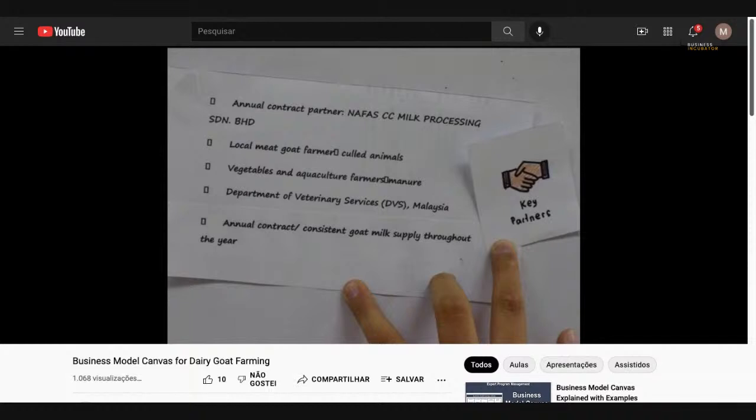Besides that, the relationship with local meat goat farmer for cull animals and vegetables and aquaculture farmers for manure, and lastly with the Department of Veterinary Services DVS Malaysia to ensure that the company would be run according to the law and also the animal production in the farm would be approved by the DVS itself before the product will be sold to the public.